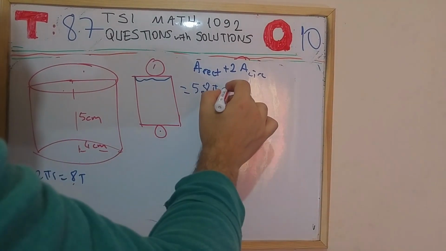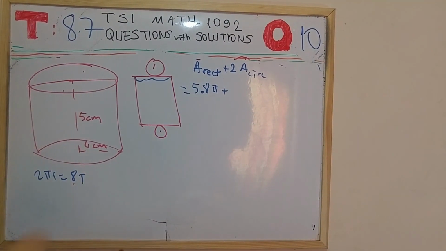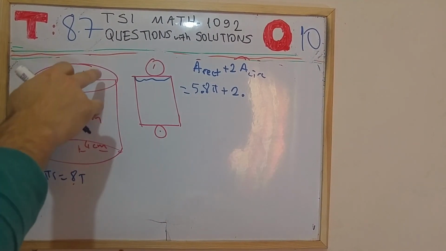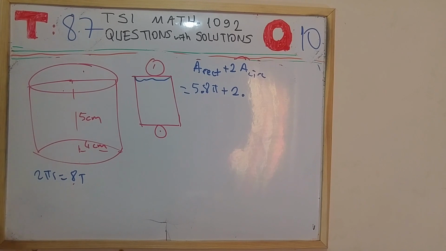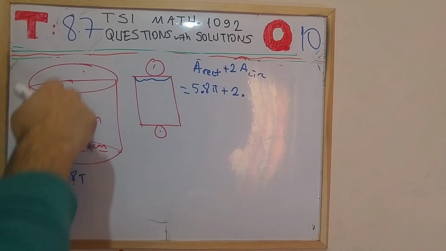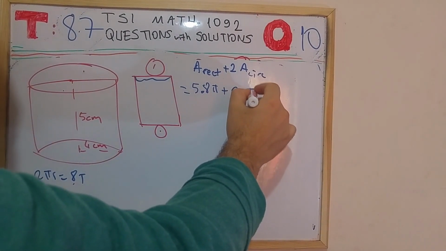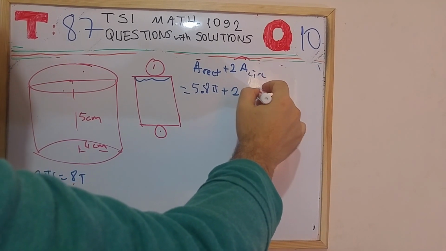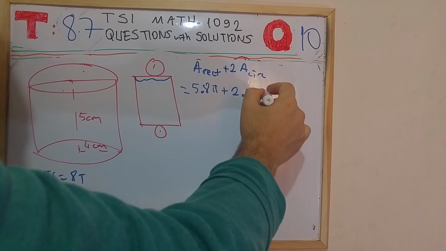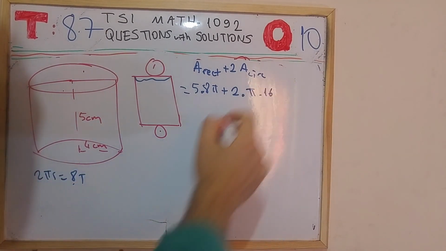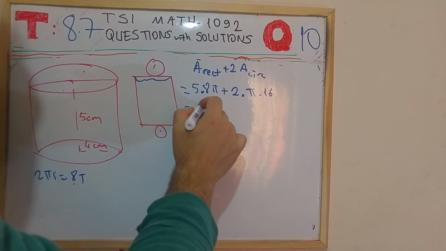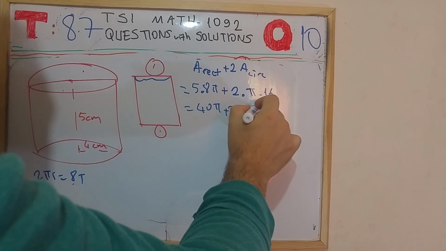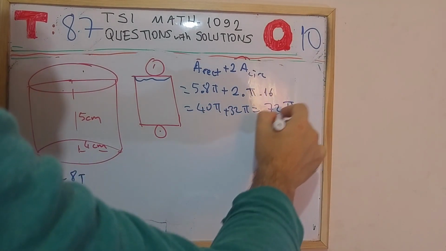And let me calculate the surface of the circles now. 2 times, because I have 2, the area. The area is pi times r squared, sorry. And the r is equal to 4, 4 squared is equal to 16. What I have here is 40 pi plus 32 pi, that is equal to 72 pi.